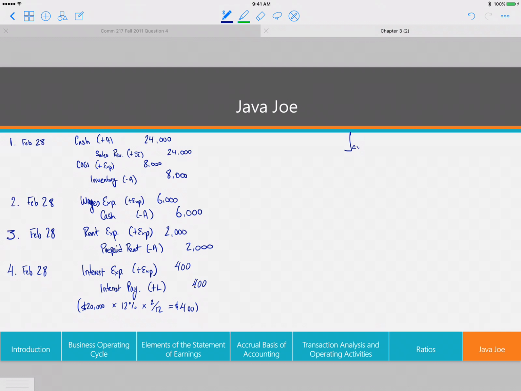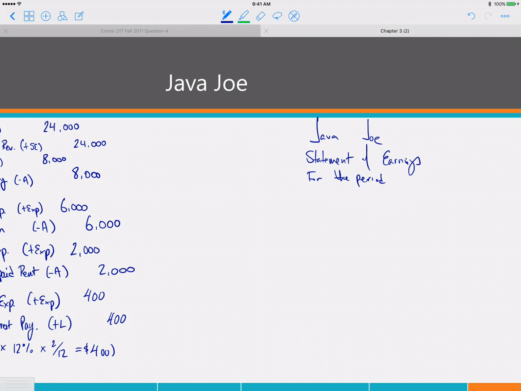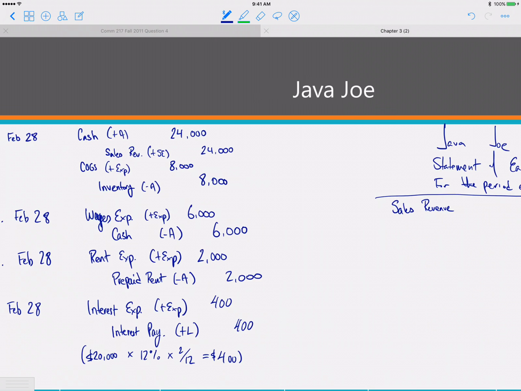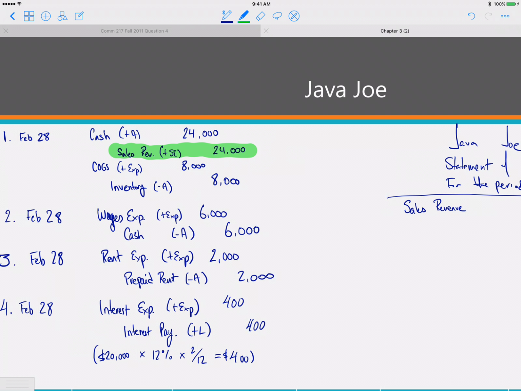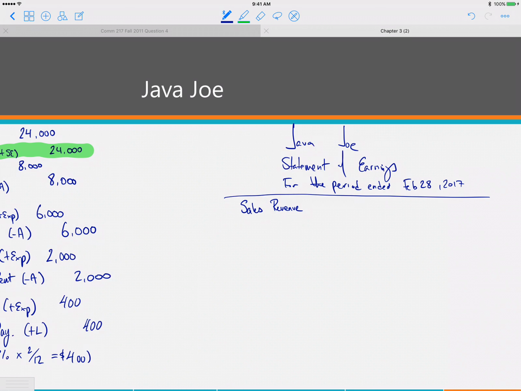So, Java Joe, statement of earnings for the period, remember, because it is measuring a point in time. So for the period ended February 28th, 2017. So we're going to start off with our sales revenue. So what was our sales revenue? Well, we're going to go over here, right? And our sales revenue for the period was $24,000.